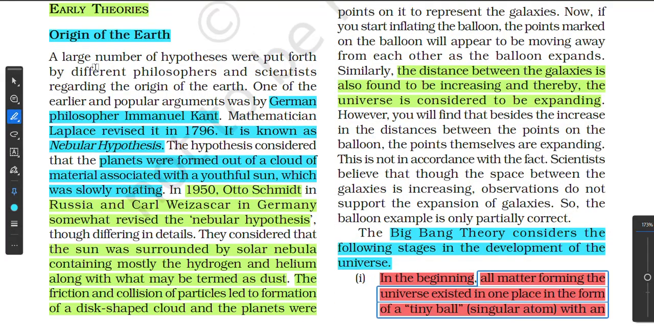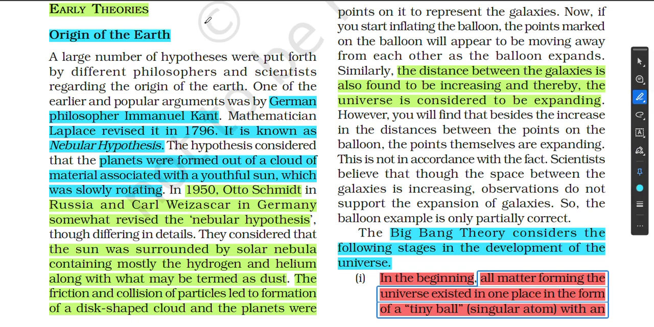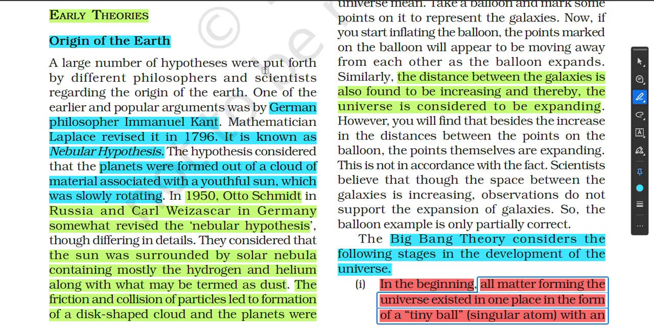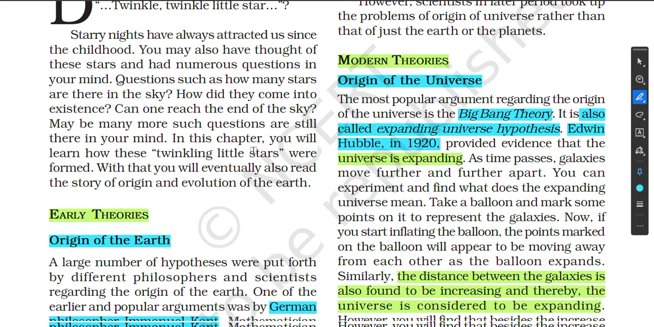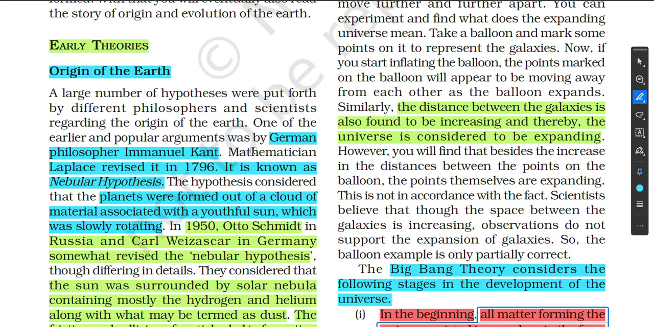When we talk about the origin of the Earth, we have two sets of theories. The first set is known as the early theories for the origin of the Earth, and the second one is the modern theories. We will discuss them one by one. First, let us discuss the early theory.